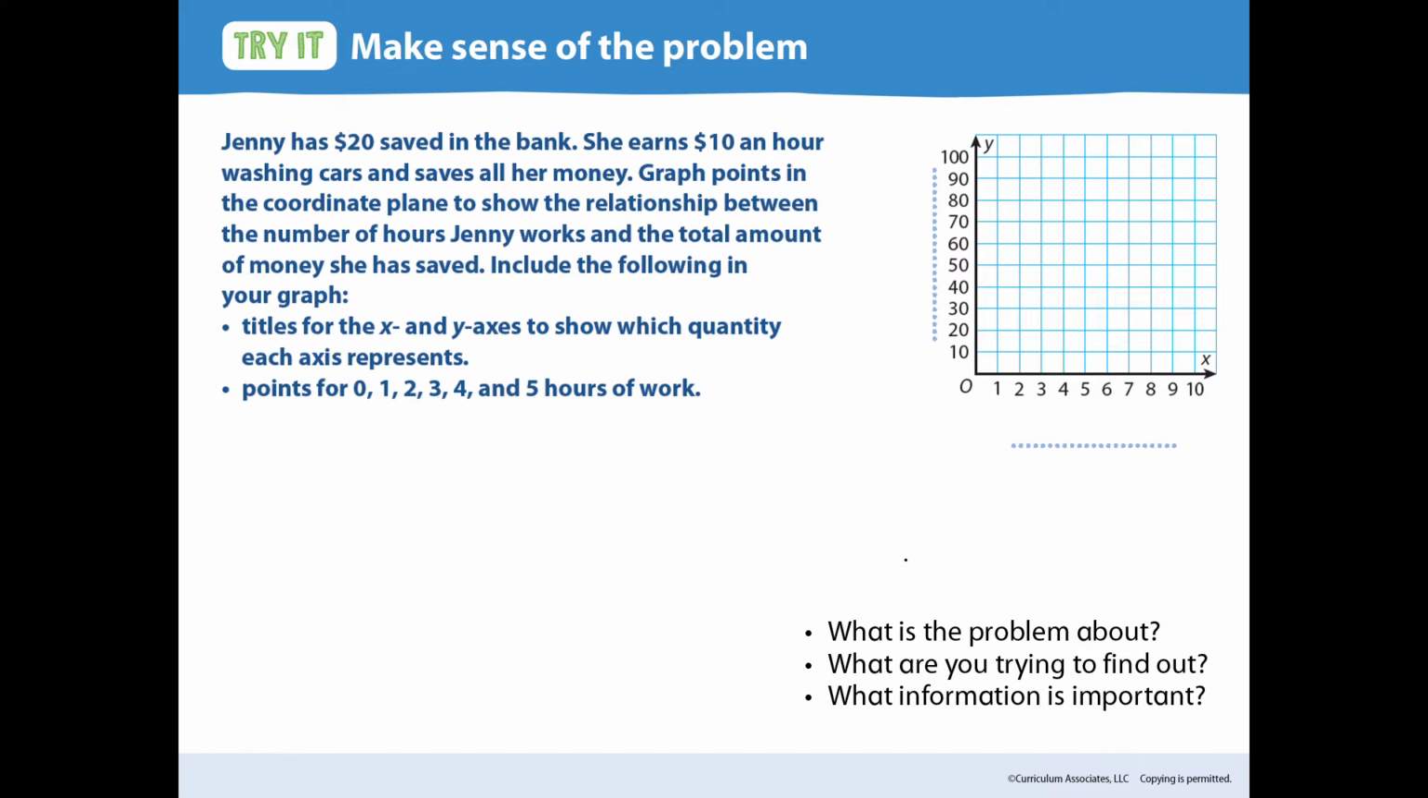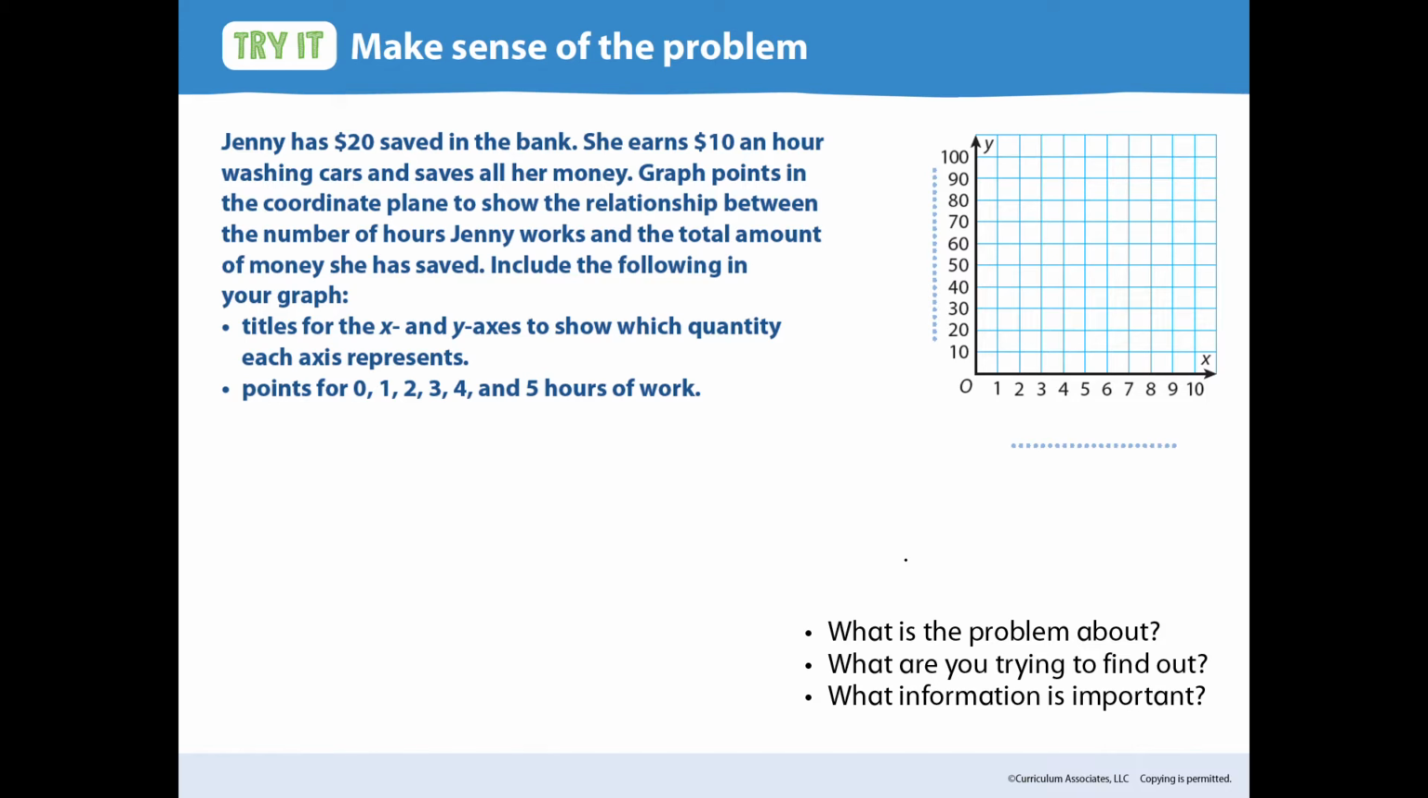All right, try it on page 669 of your workbook. Jenny has saved $20 in a bank. She earns $10 an hour washing cars and saves all her money. Graph points in the coordinate plane to show the relationship between the number of hours Jenny works and the total amount of money she has saved. Include the following in your graph: titles for the x and y axes to show which quantity each axis represents, and points for 0, 1, 2, 3, 4, and 5 hours of work.